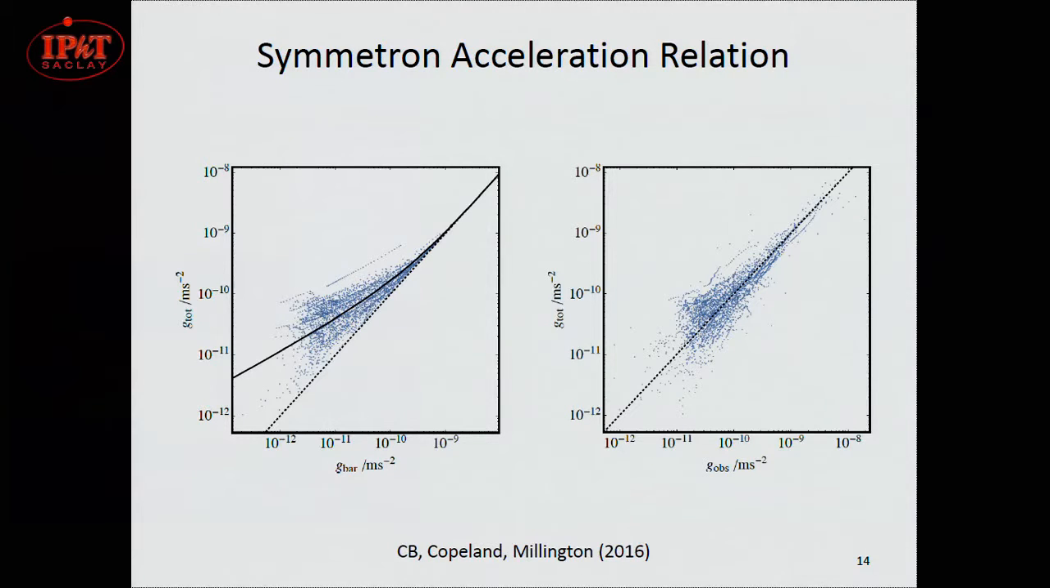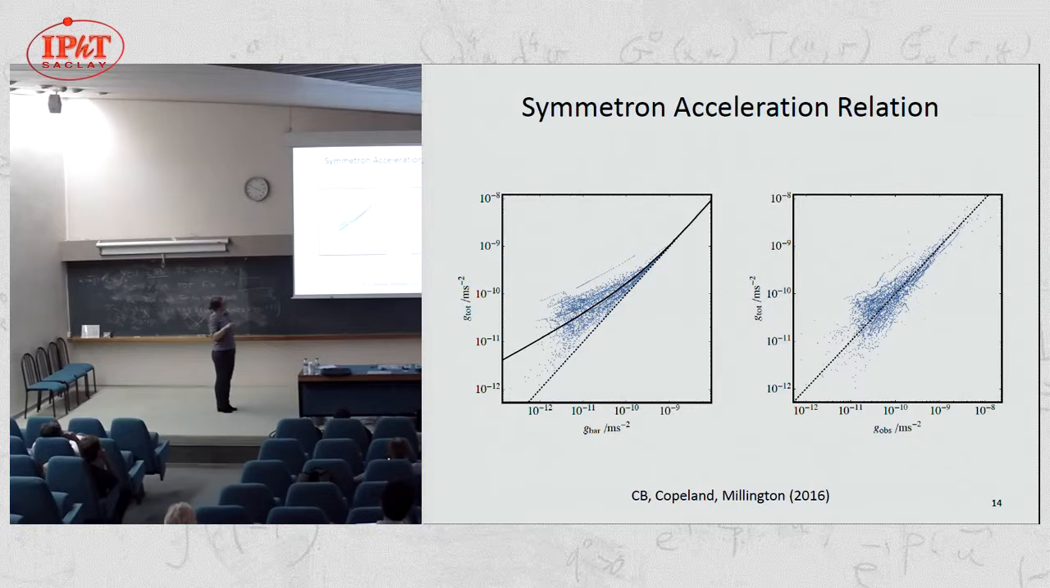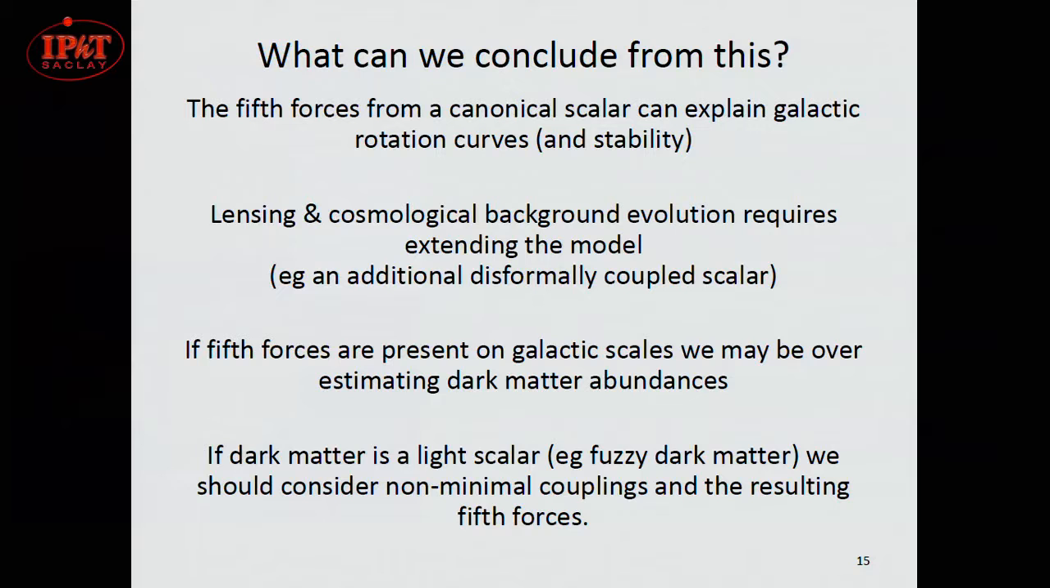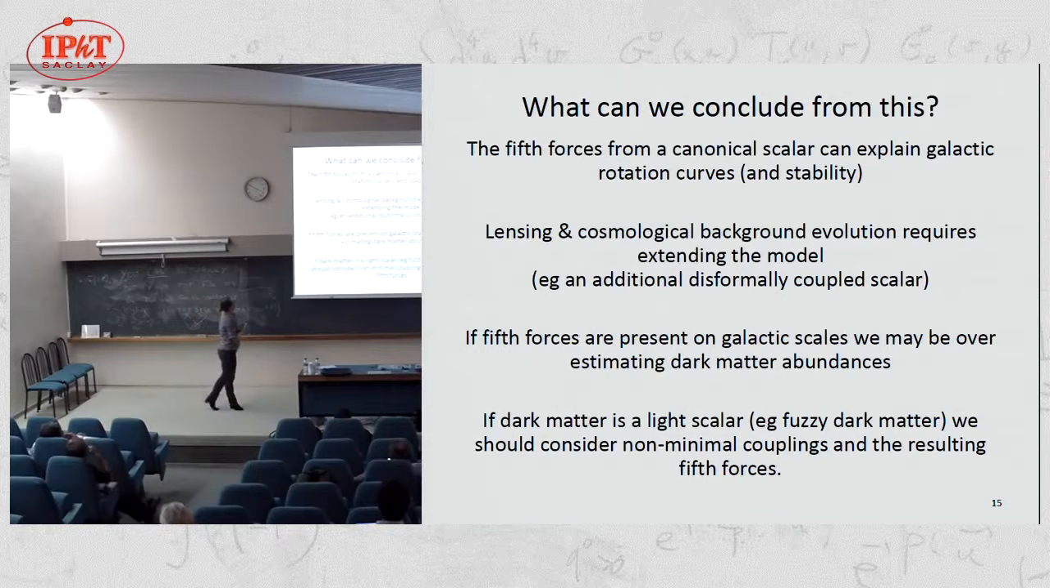And this is the correlation between the total acceleration that we predict and the observed acceleration in these galaxies. Okay. So what do I want you to take away from this? Because clearly I have not done enough here to suggest that this is a viable alternative to dark matter.